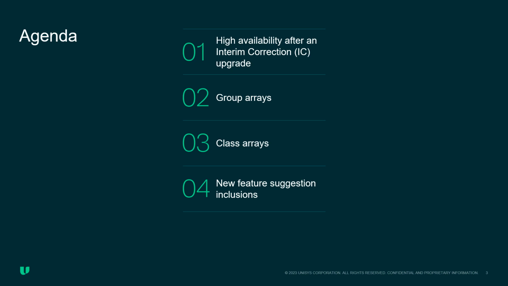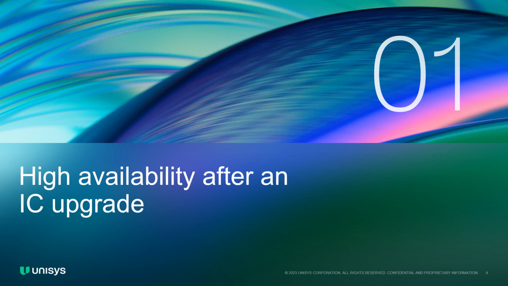The agenda will cover these topics: high availability after an IC upgrade, group arrays, class arrays, and new feature suggestions. In previous AB Suite releases, it has always been mandatory that your applications be disabled during the first system build after an IC upgrade. From AB Suite 9.0, that will change. From now on, your applications can remain active during the first build after an IC upgrade.